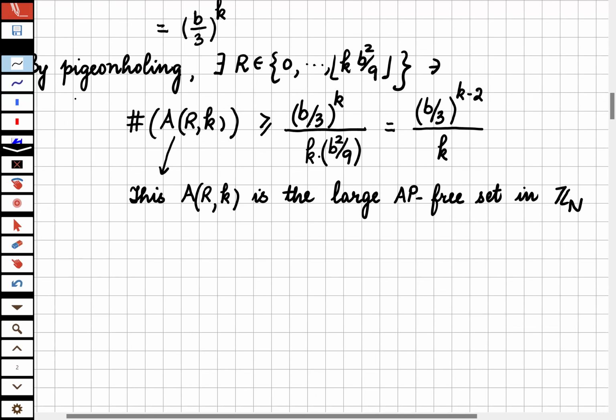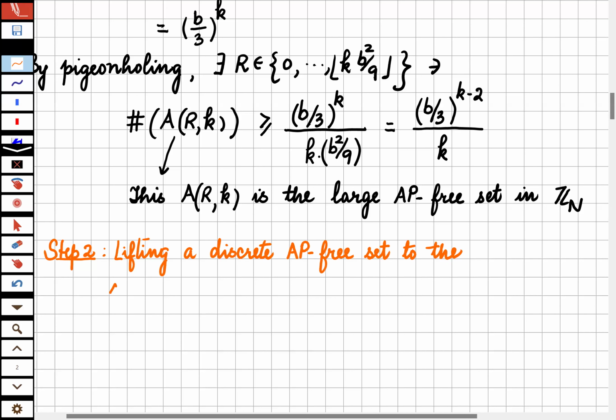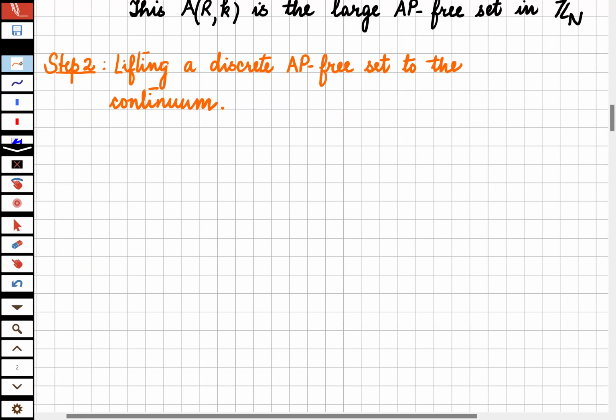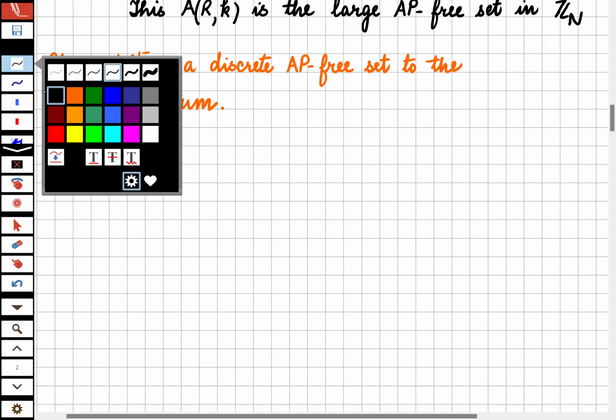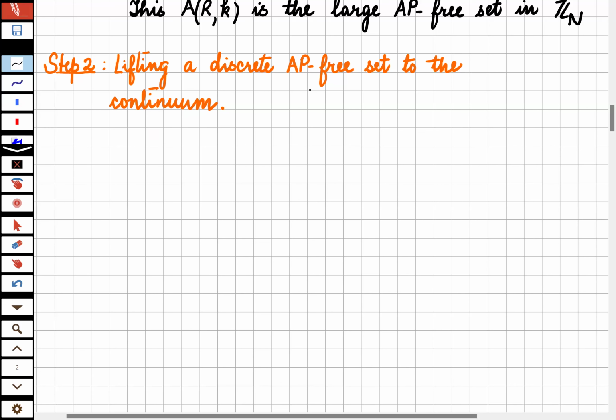So step two is about how do we take this discrete set and lift it to the continuum. So, lifting a discrete AP free set to the continuum. All right. So there is a standard way for doing this. And well, I'm not going to say that this is a magic bullet that works every single time, but it works in many instances. So it's good to know what that is.